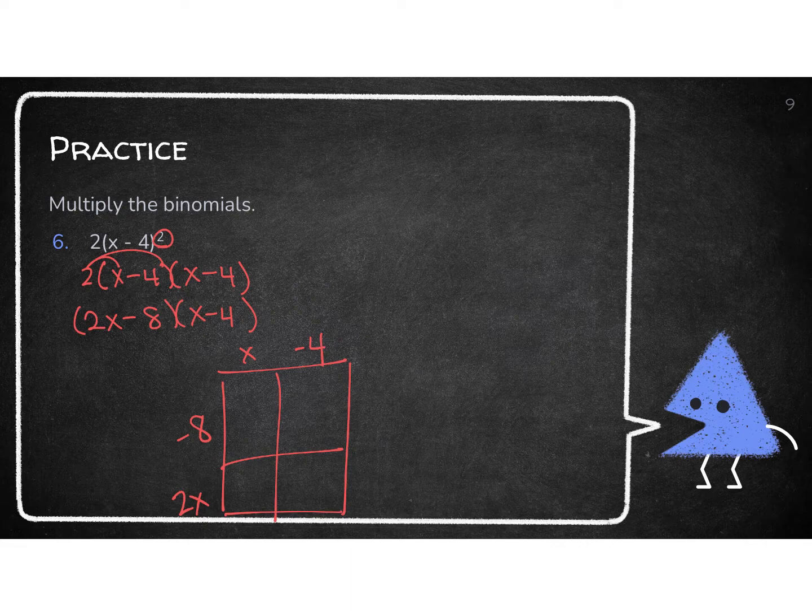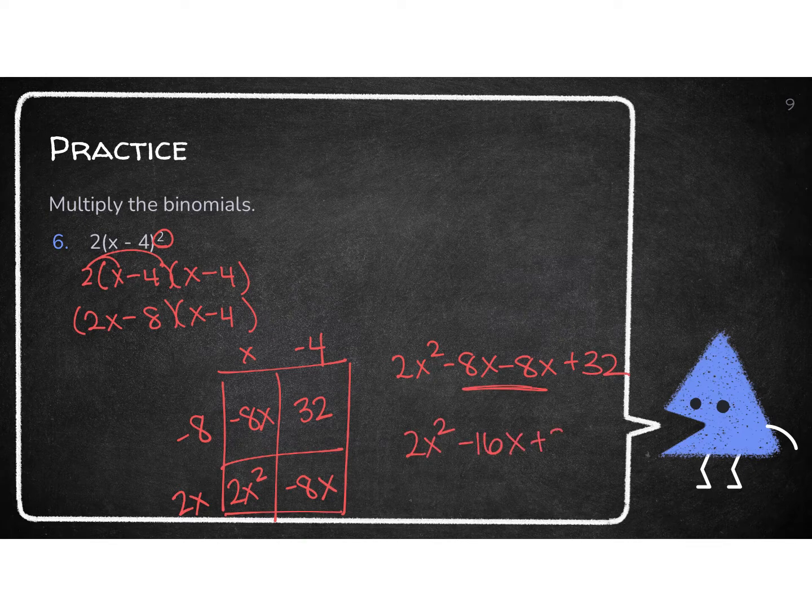Now you're going to multiply through. So 2x times x is 2x squared. Negative 8 times x is negative 8x. 2x times negative 4 is going to give me negative 8x. And then I have negative 8 times negative 4, which is going to give me 32. So I have 2x squared minus 8x minus 8x plus 32. I can put my x's together. So 2x squared minus 16x plus 32.